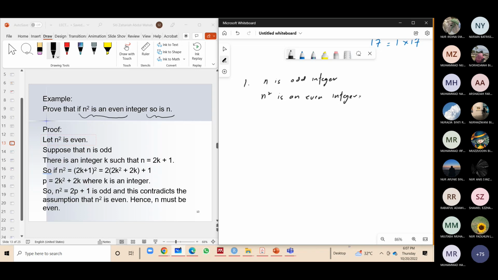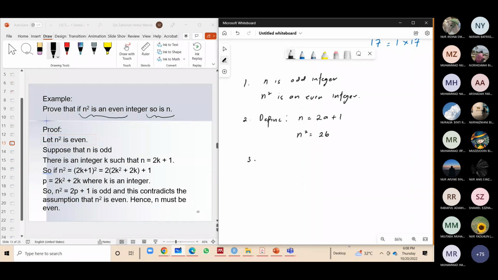Okay, and then we can define this. We define n as an odd integer, right? So n equals 2a plus 1. We can also define n square. So n square equals 2b, since it is even. After we define, we have to prove.